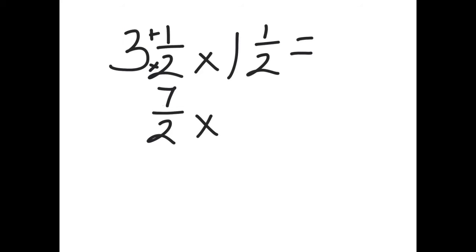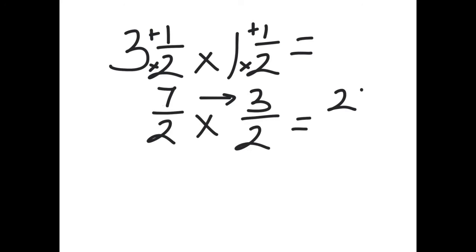Looking at the next problem, 2 times 1 is 2, plus 1 is 3. We have 3 halves. Now I'm going to look and see if I can do any cross-canceling. I cannot. So now I'm going to multiply straight across. 7 times 3 is 21. 2 times 2 is 4. I have an improper fraction.